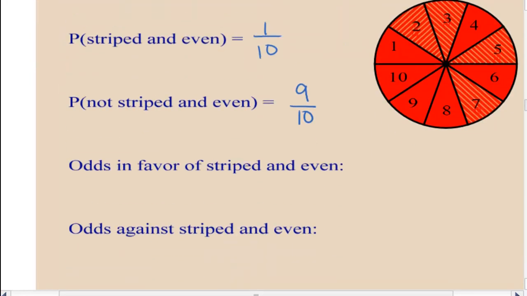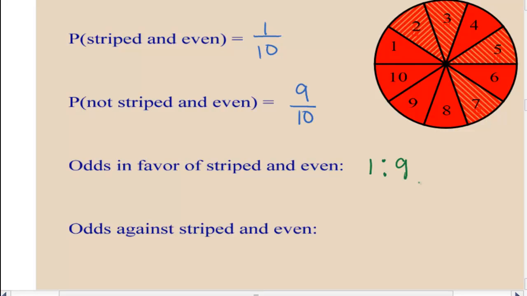So now let's change these into thinking in terms of odds. So what's the odds in favor of both striped and even? So you're going to put the probability that they're both striped and even, which was 1, but we're going to compare that to how many are left to add up to our total number of outcomes. So that would be 1 to 9, and 1 plus 9 is 10. So that's important that 1 and 9 add up to the total number of outcomes.